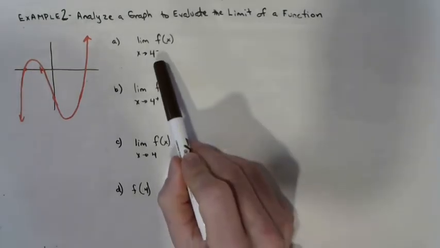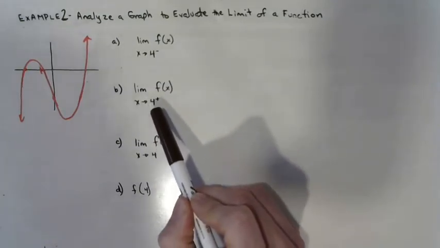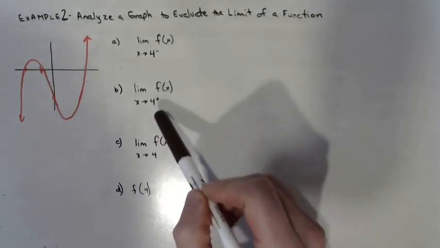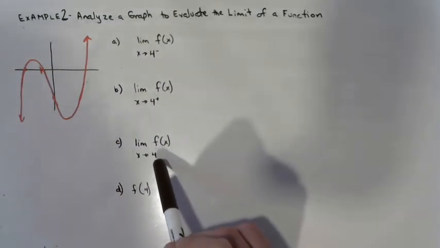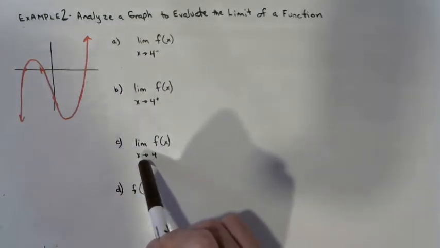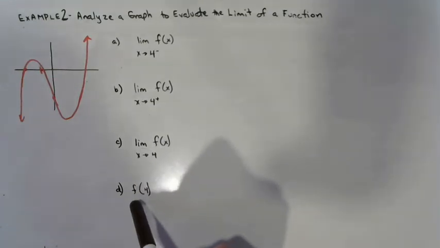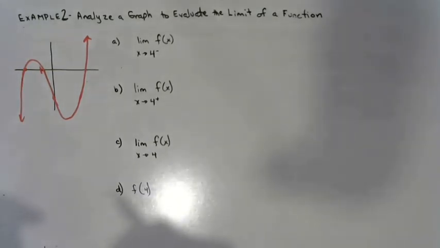Okay, so what are we going to do? We're going to look at the left-hand limit as x approaches 4 from the left, and the right-hand limit as x approaches 4 from the right. Then we're going to say, okay, where do these two limits converge? Because it's continuous at x equals 4, that's going to be our limit of f of x as x approaches 4. And then we're going to calculate the value of the function at 4. Okay, so here we go.